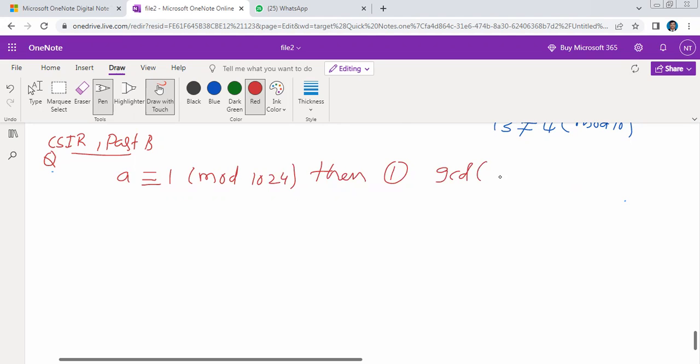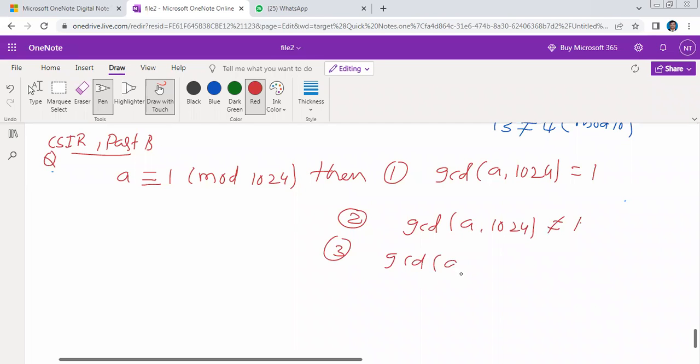Option 1: GCD of A comma 1024 is 1. Number 2: GCD of A comma 1024 is not equal to 1. అది 1 అన్నాడు, ఇక్కడ నాట్ ఈక్వల్ టు 1 అన్నాడు. తర్వాత GCD of A comma 1024 is 2. తర్వాత GCD greater than or equal to 2.